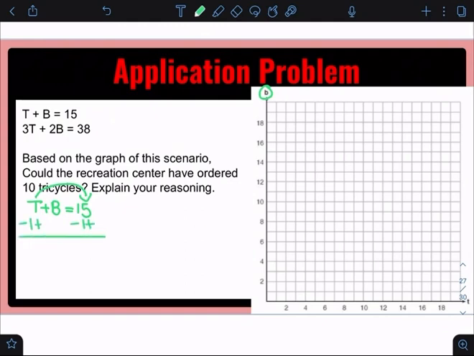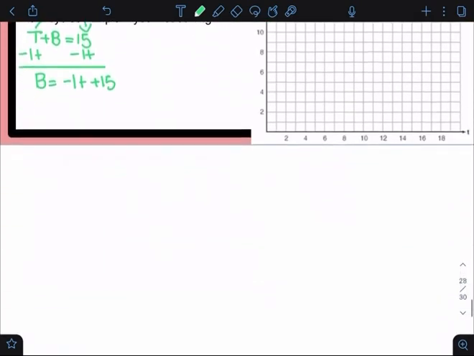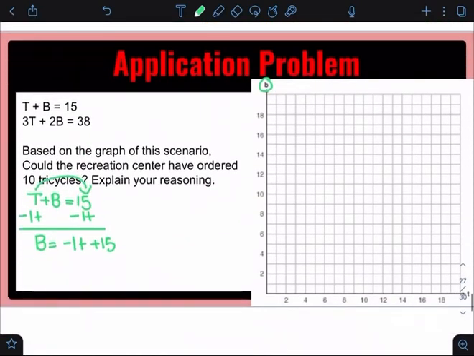So then we would have b equals, do not do 15 minus 1 because those are not like terms, so we are just going to have negative 1t plus 15. Alright, so now to graph that, we start at our y-intercept, which was 15. So 15 would be in between 16 and 14. That's 15. And now negative 1t would be down 1 over 1. Down 1 to the right 1.